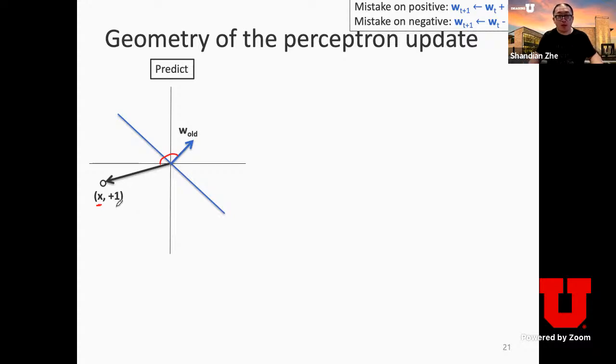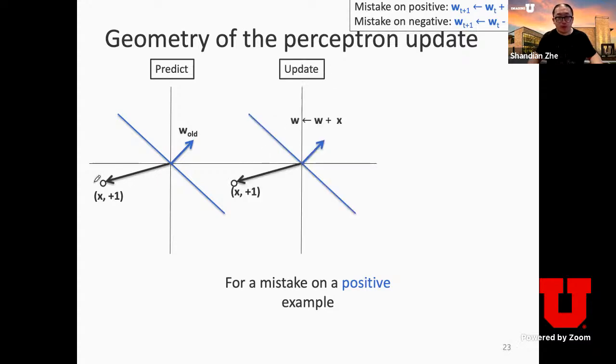Because we made a mistake on a positive example, we use this rule to update our weight vector. Again, we take R equal to 1, so we add X to the current weight vector W to get its updated version. How can we perform this in geometry? We just do some parallel moving. We move X in parallel such that the starting point of X coincides with the ending point of W.